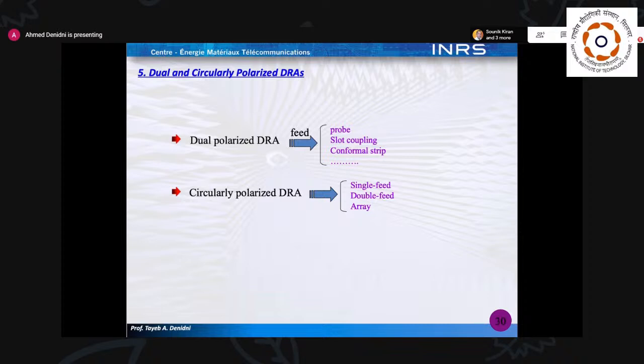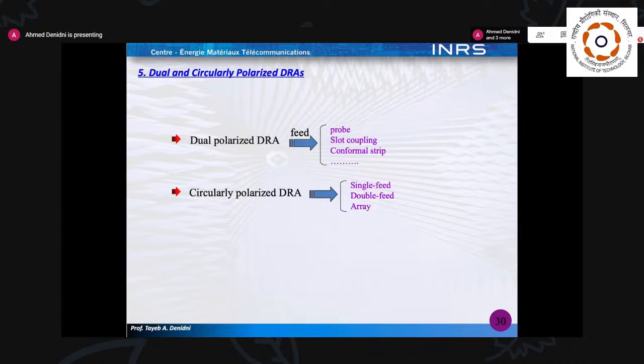Now we go to another section, where I speak about dual and circularly polarized antennas. These dielectric resonators can be used to design antennas with dual polarization. Dual polarization can be fed by a probe, slot coupling, or conformal strip. For circular polarization we also have different feeding: single feed, double feed, or array feed. They are different, and the applications are also different. Dual polarization is generally used for wireless communication systems to have polarization diversity in the system.